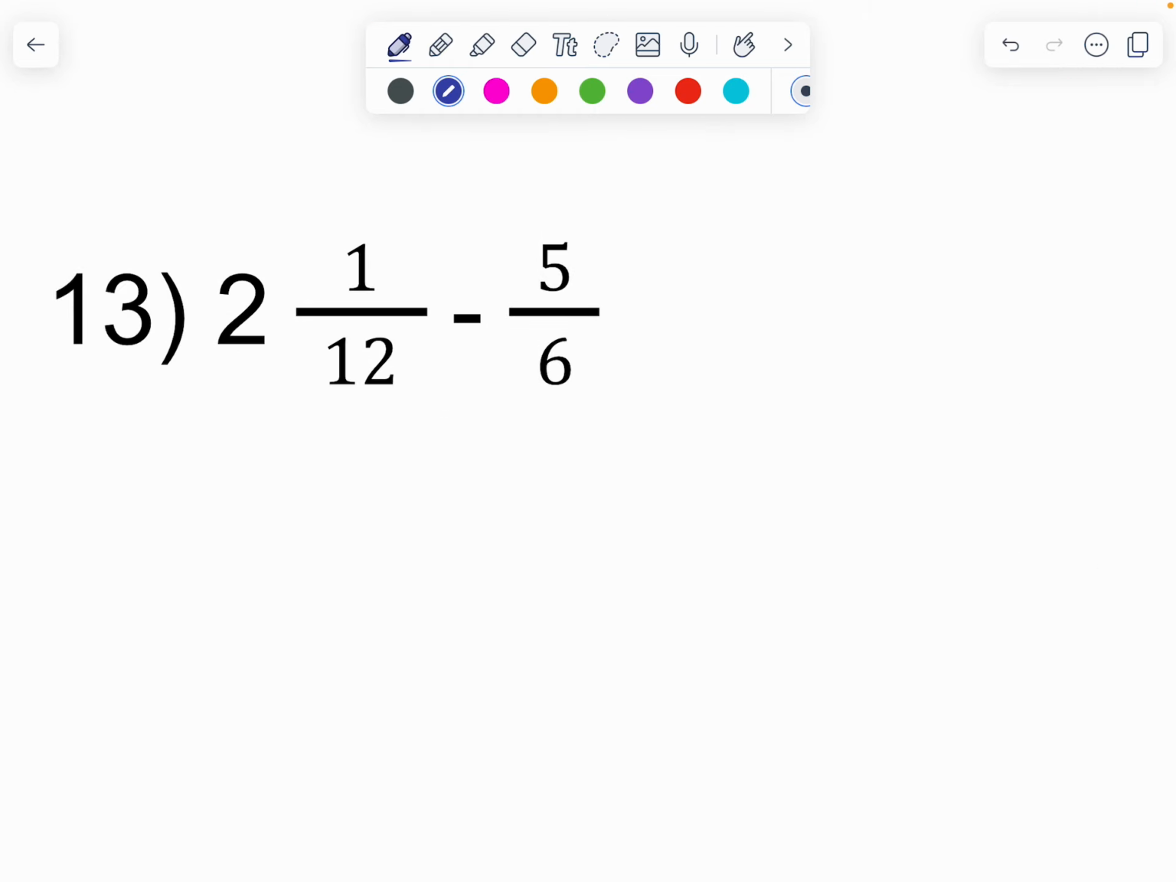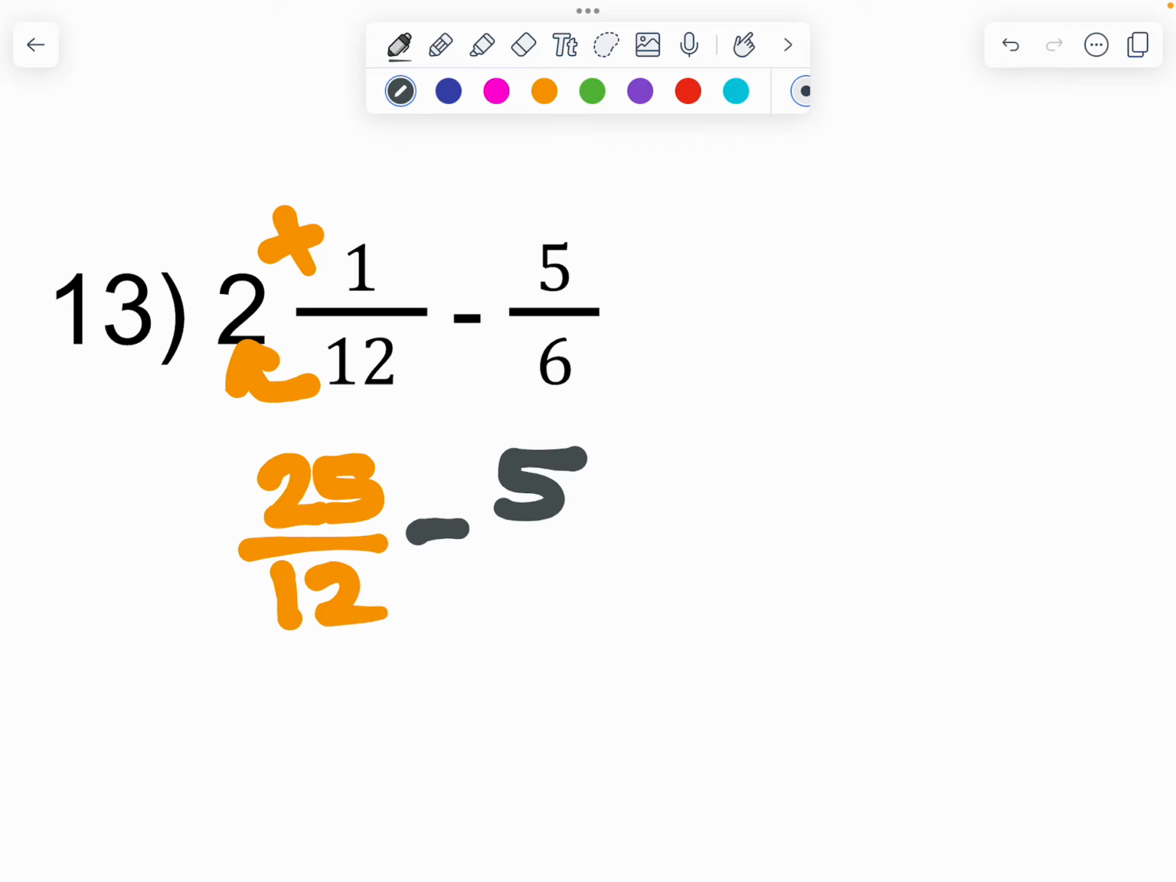All right, last one. Here we go. It's subtraction. So we're going to need common denominators. I think I'm going to change this first, though. Put it into an improper fraction. 2 times 12 is 24 plus 1. That changes it to 25 over 12. And then I still have minus 5/6. All right, there's the problem I need to do.